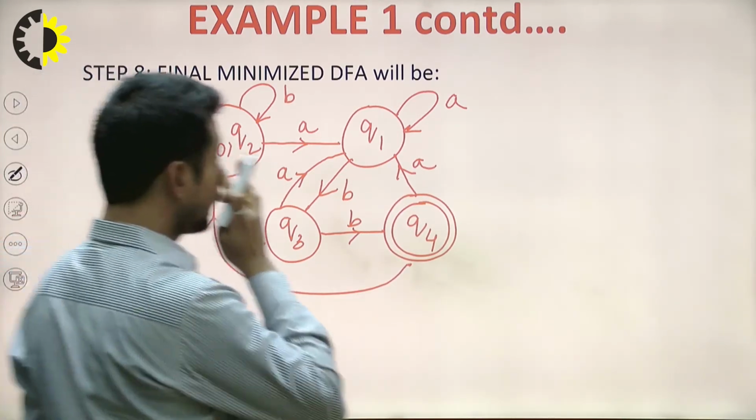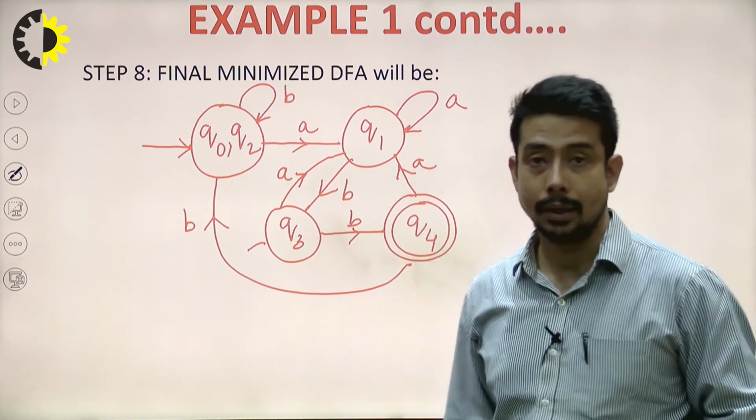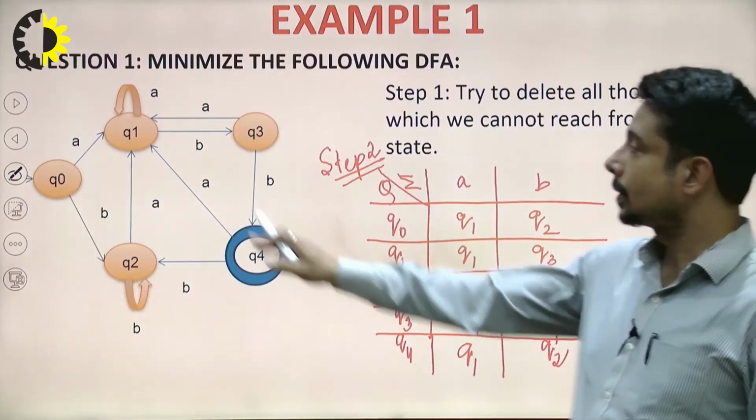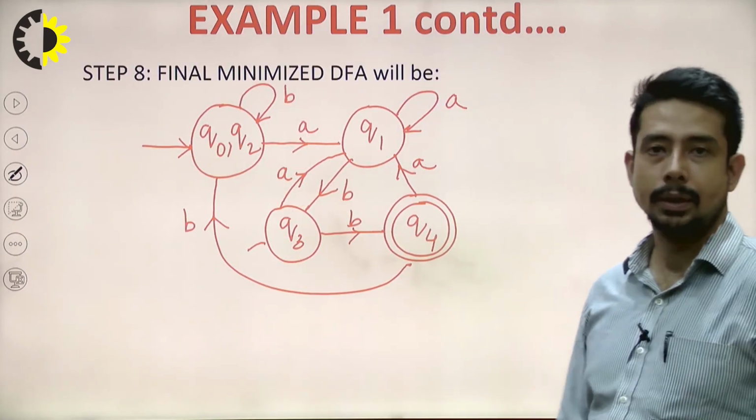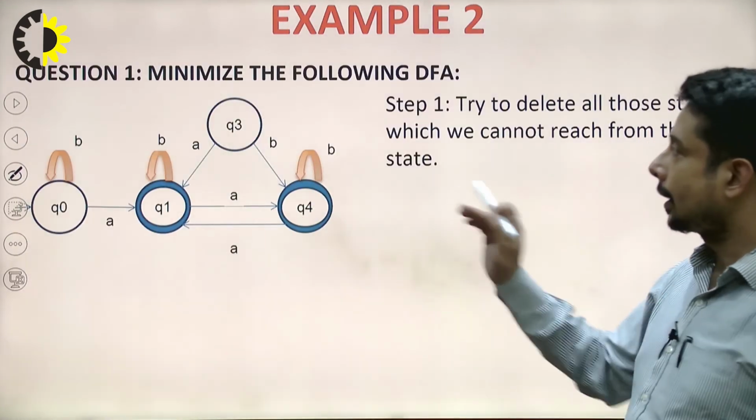So this is the final diagram that you got, that is the minimized diagram. So if you look into the initial diagram, it was like this. After minimization, we got this diagram. I hope it is clear now. Now let us go into the second example.